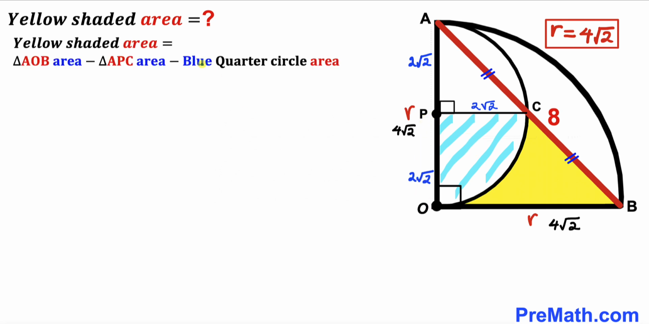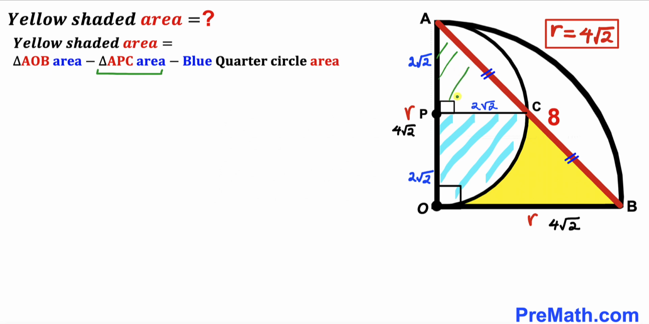And now let's make an observation. We can see that this yellow shaded region area is going to be equal to the area of this big right triangle AOB, this big right triangle area, minus the area of this smaller right triangle.